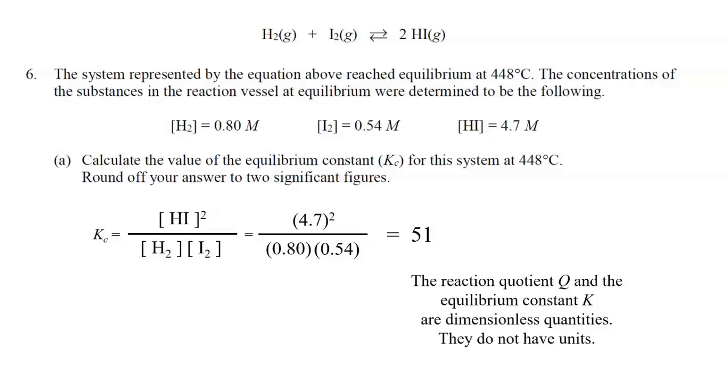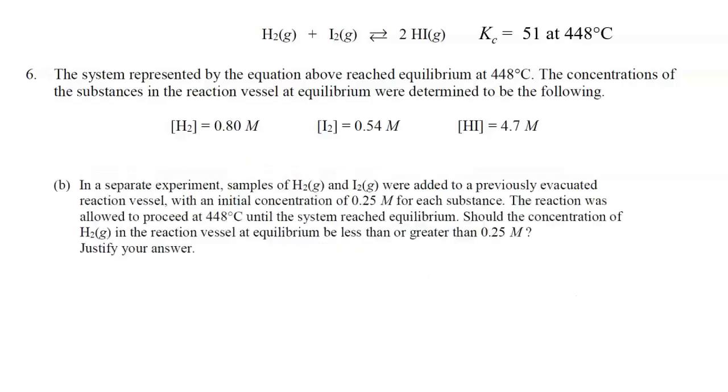All right, now that we know that the value of Kc for this particular reaction at 448 degrees Celsius is 51, let's move on to part B of this question. Part B says the following. In a separate experiment, samples of hydrogen and iodine were added to a previously evacuated reaction vessel with an initial concentration of 0.25 molar for each substance. The reaction was allowed to proceed at 448 degrees Celsius until the system reached equilibrium. Should the concentration of hydrogen in the reaction vessel at equilibrium be less than or greater than 0.25 moles per liter? Justify your answer.